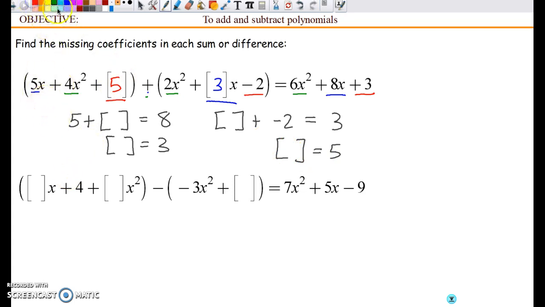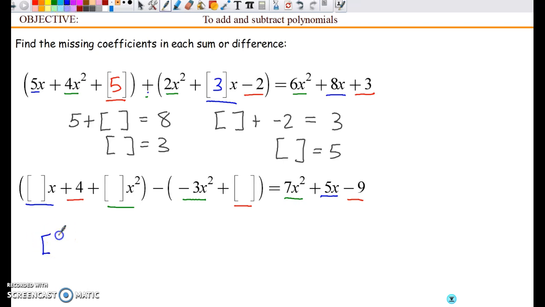I like that strategy of just identifying the different types of things. So I have blank x's minus something equals positive 5x, right? Now over here I have constant 4 minus something, all right, and I get -9. Finally, I have the blanks x squared minus -3x squared gets 7x squared. So we have to solve a couple of equations. Let's start with the blue one.